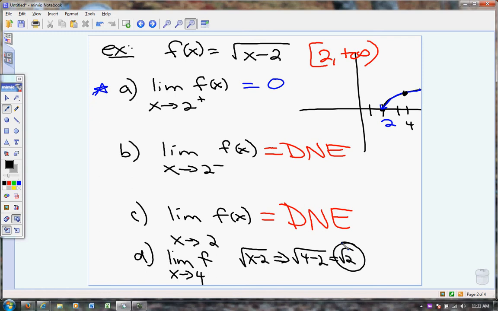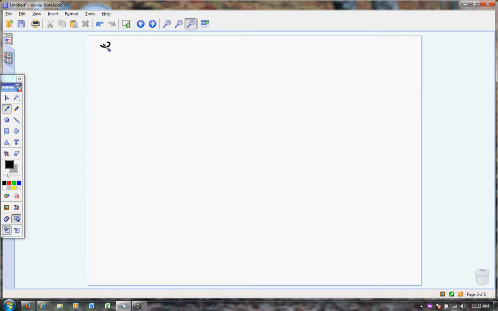So let's make sure that we don't lose all those skills that we learned the last couple of days. All right. Let's look at another example. Let's look at the function, the absolute value of x over x. And we're going to look at this in the graphing calculator.